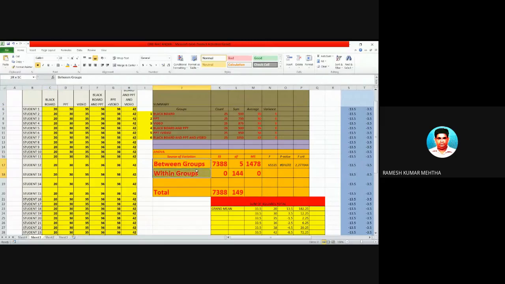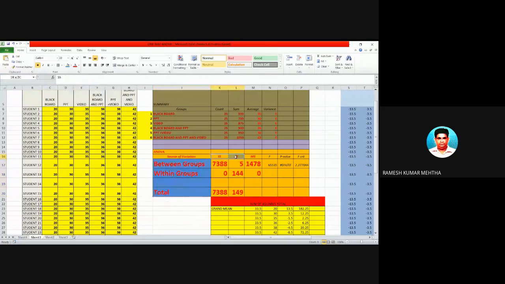Now the sum of between group and within group is called the total. The total of between group and within group is called the total. So I hope this is also clear. This part is clear. Okay, so this is over.